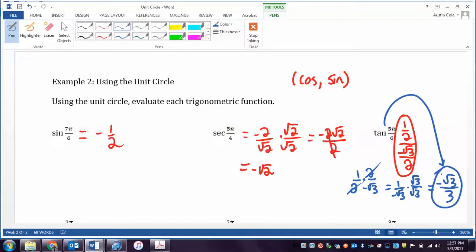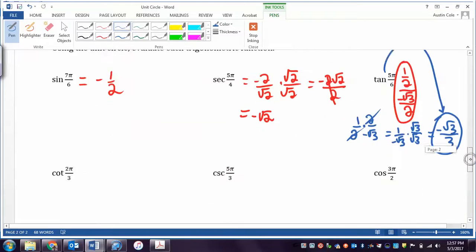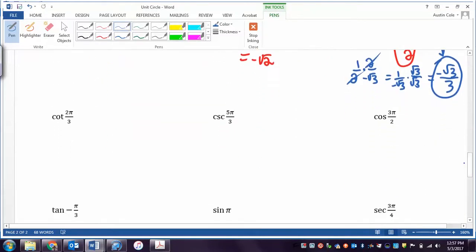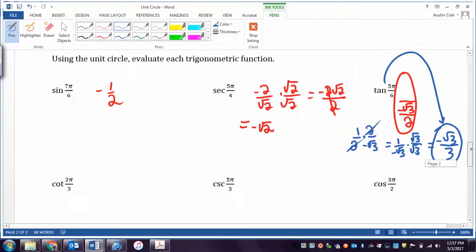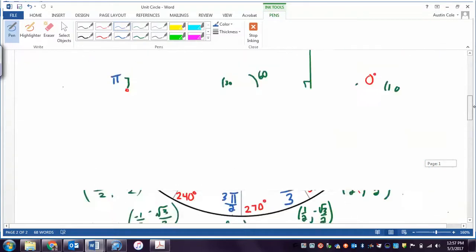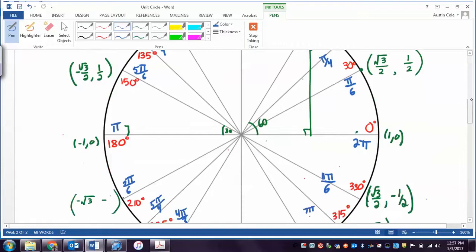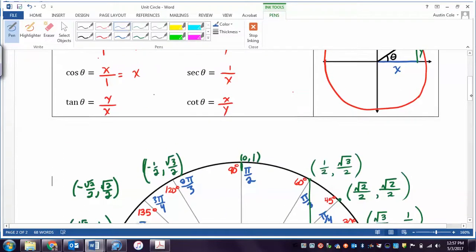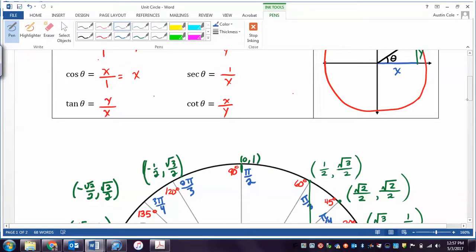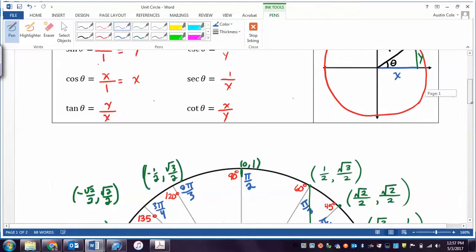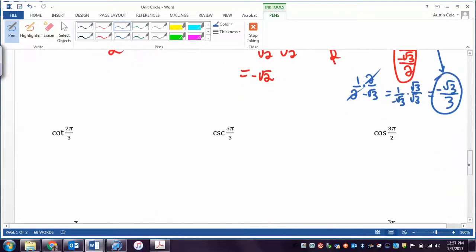All right, if tangent is y over x, what's cotangent? X over y. Okay, what angle are we looking at for 2 pi over 3? 120. We're looking right up here, right? And we said cotangent is x over y. So we're going to bring that down. We're going to have negative 1/2 over square root of 3 over 2.